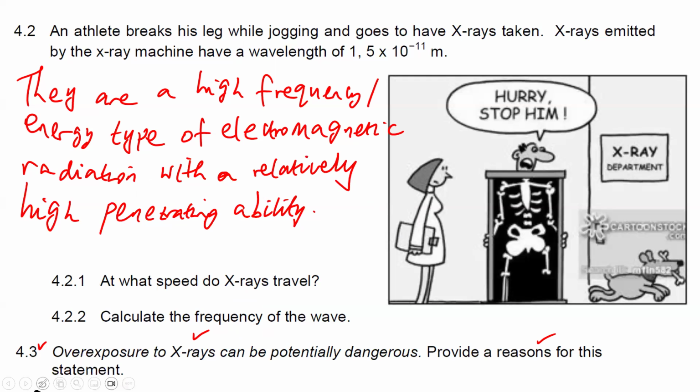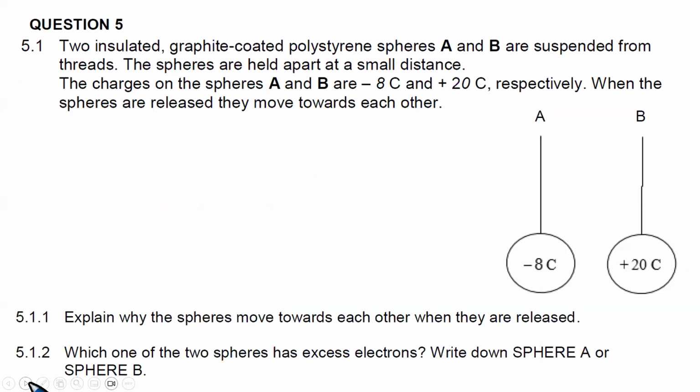Let us look at the next thing. Okay, question 5. Two insulated graphite coated polystyrene spheres A and B are suspended from threads. The spheres are held apart at a small distance. The charges on the spheres A and B are -8 coulombs and 20 coulombs respectively. When the spheres are released, they move towards each other. Explain why these spheres move towards each other when they're released.